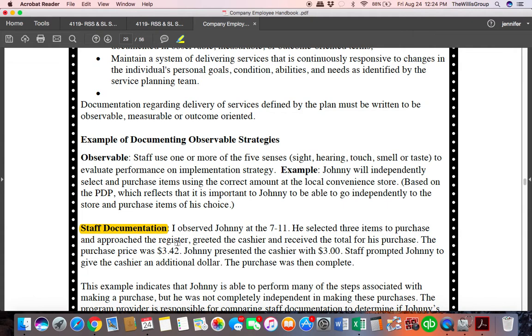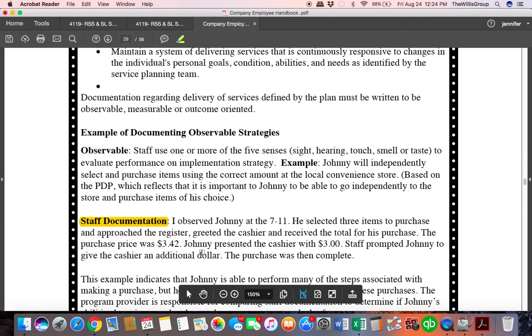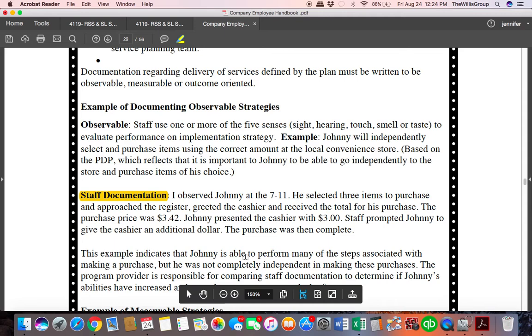It is straight to the point. So, I observed Johnny at the 7-Eleven. He selected 3 items to purchase and approached the register, greeted the cashier, and received the total for his purchase. The purchase was $3.42. Johnny presented the cashier with $3. Staff prompted Johnny to give the cashier an additional $1. The purchase was then complete.